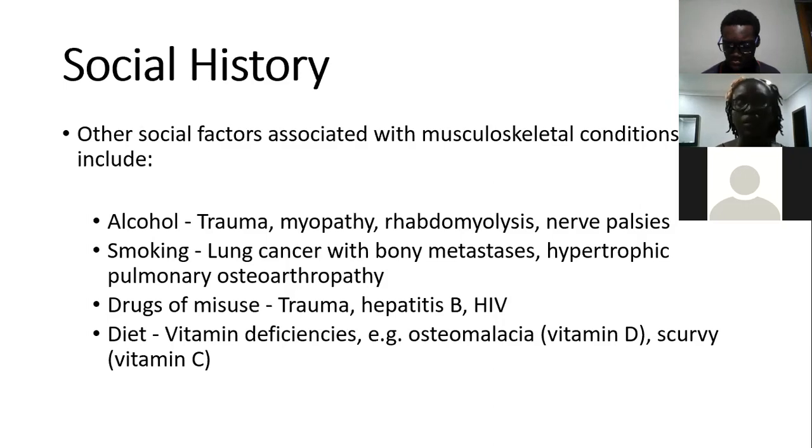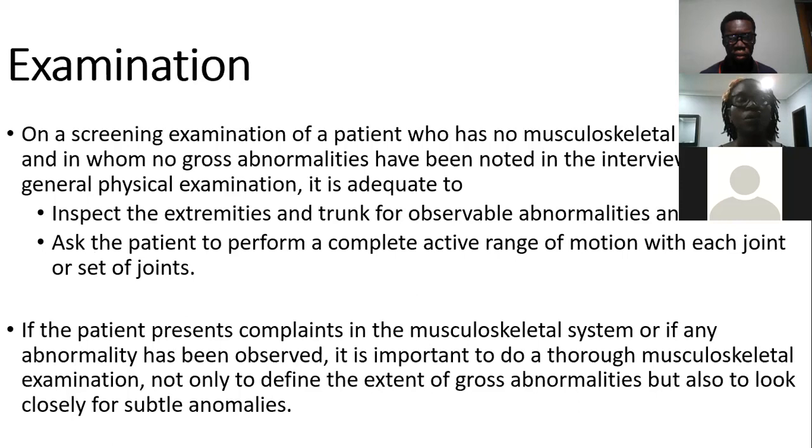Okay. Now you also want to interrogate their diet. Is there any vitamin deficiency? For example, people with vitamin D deficiency would have osteomalacia, and then scurvy is also a manifestation of vitamin C deficiency, which gives a manifestation in the bone. Vitamin C deficiency, commonly what we know is that you have bleeding gums, but it also leads to brittle bones. Okay. So that is for your history.